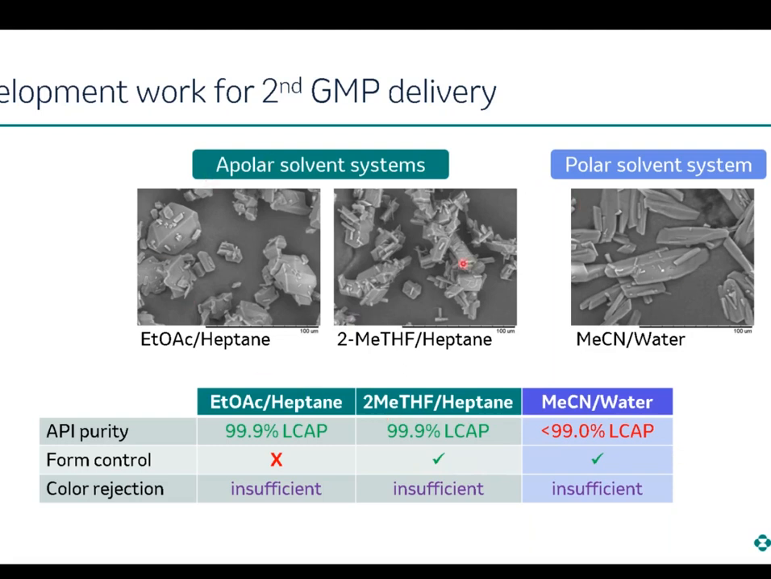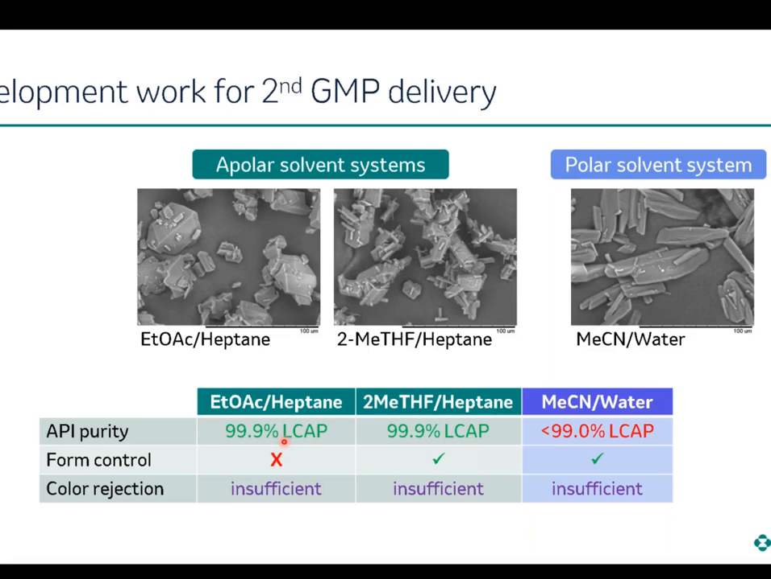So our initial presumption proved right, which is good. Interesting was that form control appeared to be an issue for ethyl acetate-heptane, which gave a mix of forms, which I will explain further in a couple of moments. Another issue at this scale, at least at the beginning, was that the color rejection was insufficient. The incoming crude material was brownish, and the crystallization in all of these solvent systems produced something grayish, which can sometimes be an issue for drug product manufacturing.